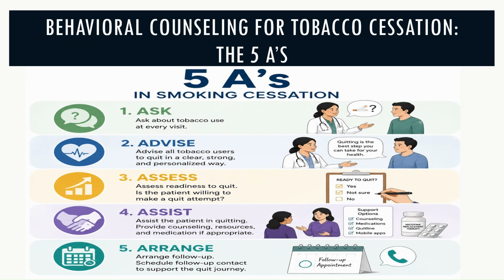Behavioral counseling for tobacco cessation. The 5 A's approach is commonly used in tobacco cessation counseling. Ask every patient about tobacco use. Advise all tobacco users to quit. Assess the willingness to quit and make a quit attempt. Assist the patient in developing a quit plan. Arrange follow-up visit and support to prevent relapse.